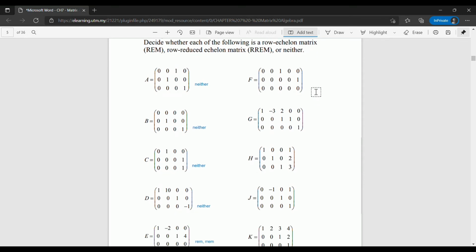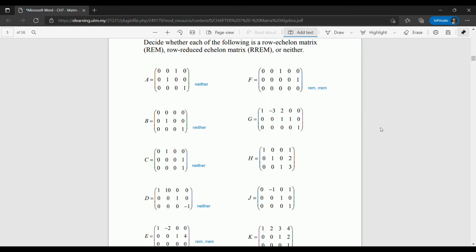Then matrix F. The leftmost non-zero entry is 1. The leading one of the lower row occurs further to the right. Yes. The bottom part is all zero entries. Yes. The columns consisting of a leading one have at least one zero entry in the column. Yes. So this one is REF and RREF.